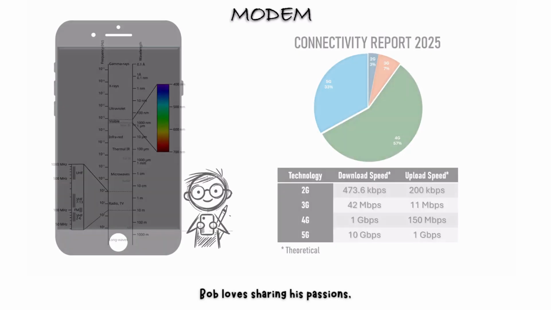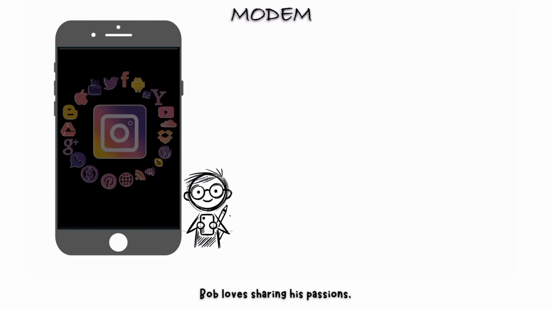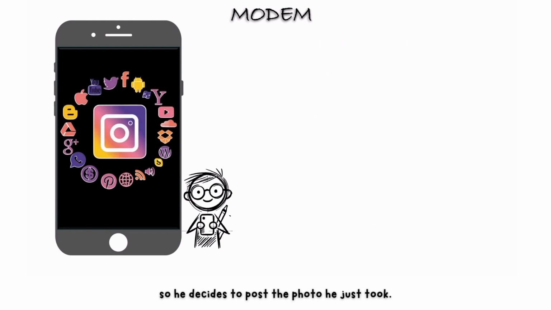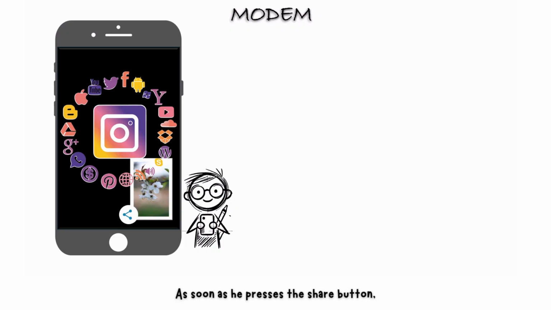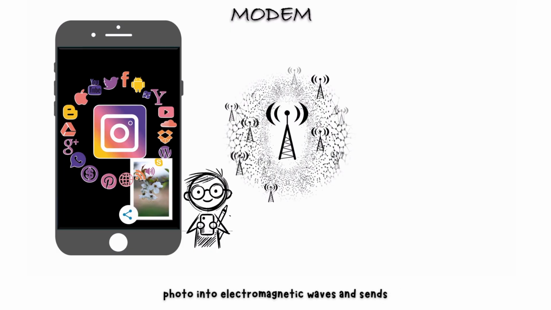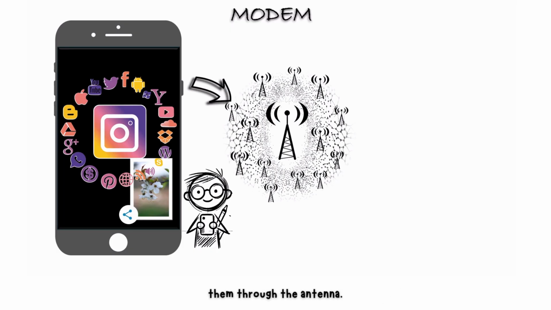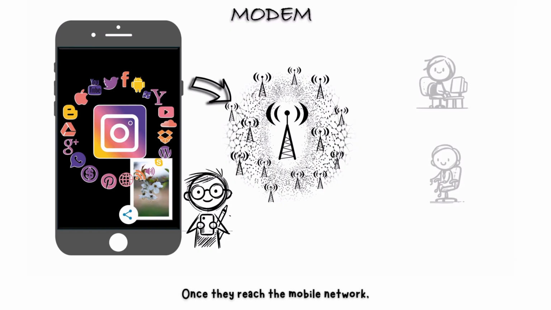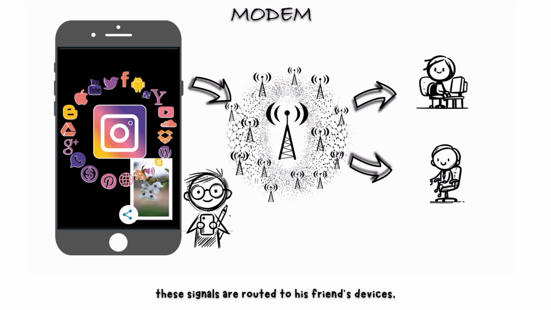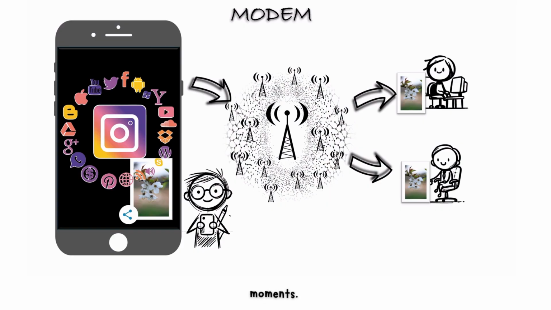Bob loves sharing his passions, so he decides to post the photo he just took. As soon as he presses the share button, the modem comes into action. It converts the digital information that makes up that photo into electromagnetic waves and sends them through the antenna. Once they reach the mobile network, these signals are routed to his friends' devices, allowing them to see his photo within just a few brief moments.